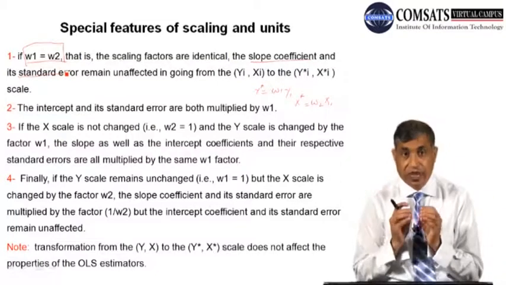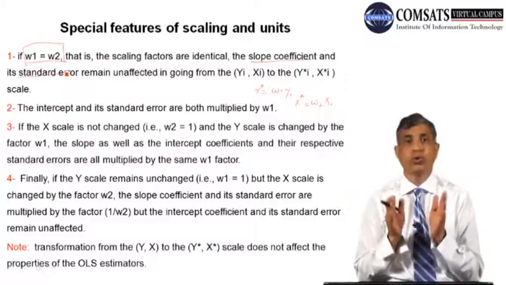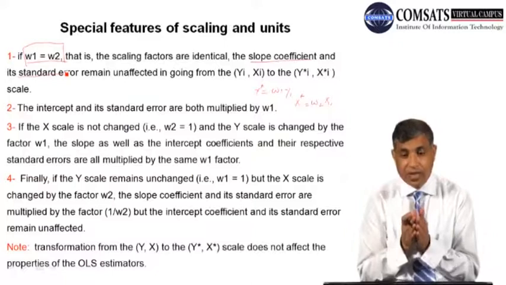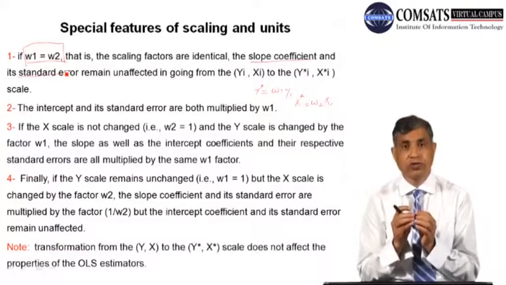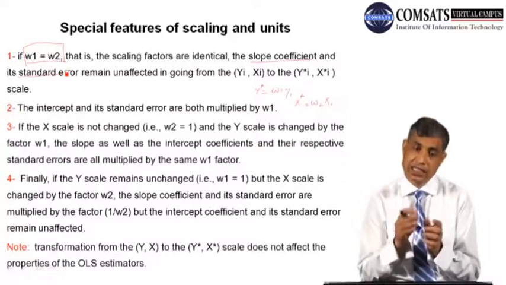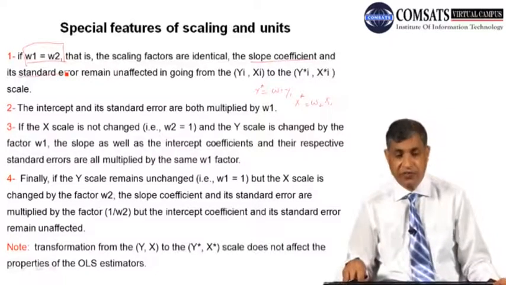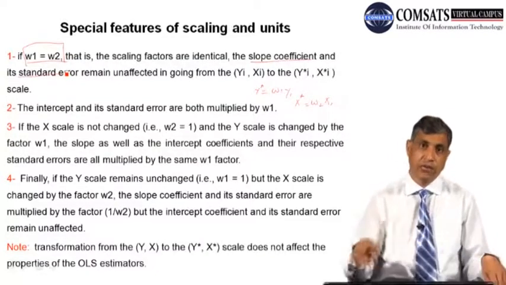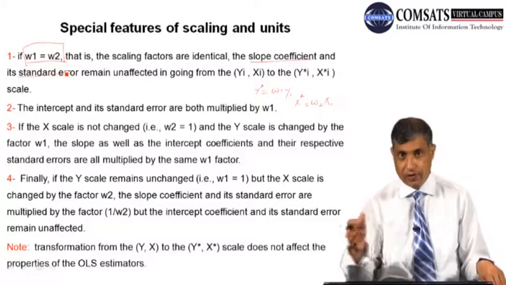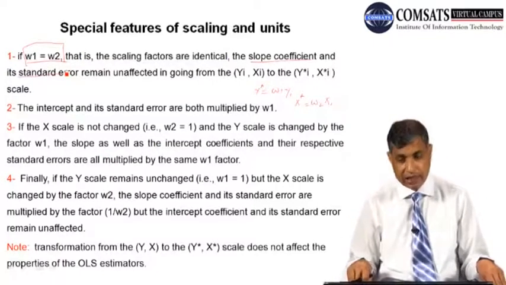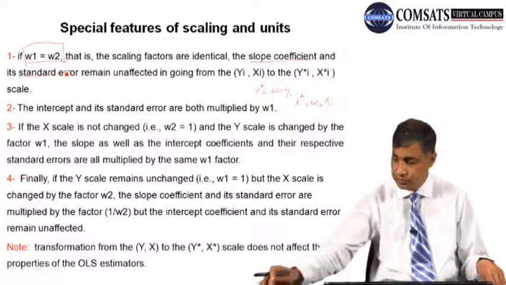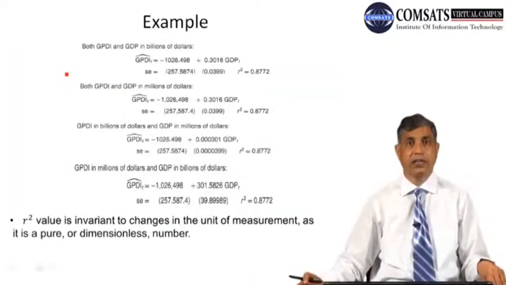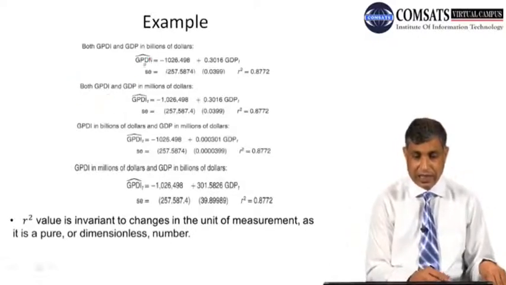Which is the situation when W1 is equal to W2, your scaling factors are identical. What happens to your slope coefficient and its standard error? They remain unaffected. When you multiply, the yi will become y star and the xi will become xi star. I would like to explain it with an example, look here.